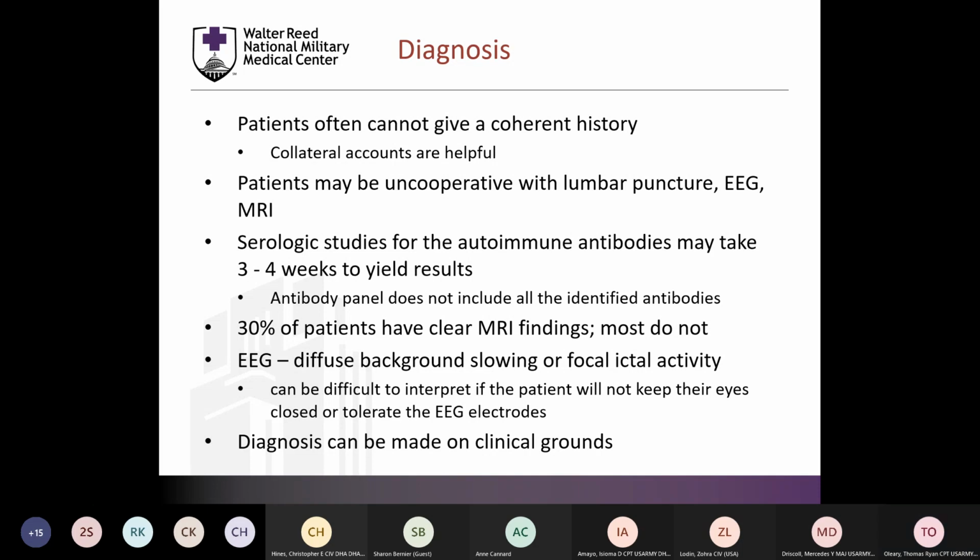However, I would bet that at least half the cases you'll see, you're going to make the diagnosis based on clinical grounds, and that's why the delirium assessment is so important, because that's enough to hang your hat and say this isn't schizophrenia, this isn't bipolar disorder, this patient is delirious.